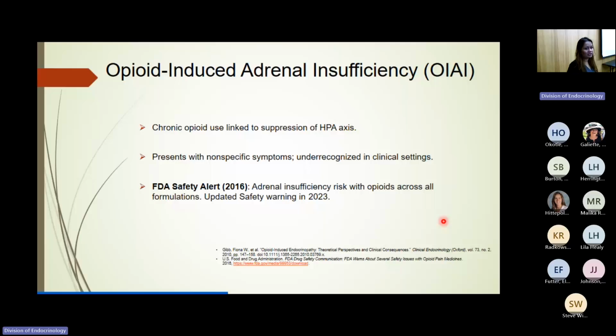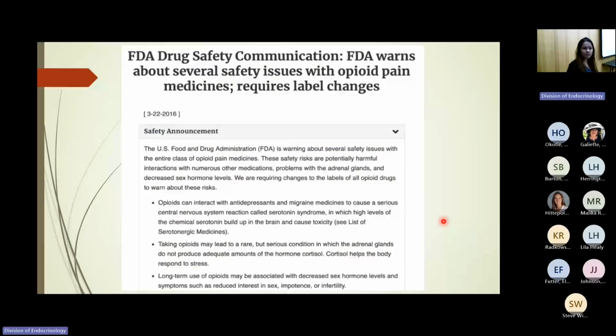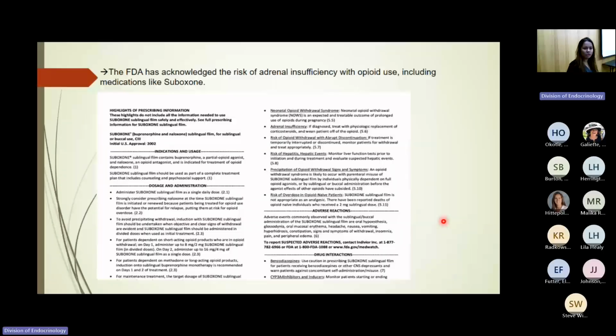And recently, there's an updated safety warning in 2023 mentioning specifically that Suboxone may cause this, and what to do and how to treat that. So this is the 2016 one, which talks about how this again affects the adrenal gland, but that was very generalized and not very clear. But in 2023, they did acknowledge that if diagnosed, treat with physiological replacement of corticosteroids and wean the patient off of opioids. That's the recommendation on the Suboxone prescription itself by the FDA.